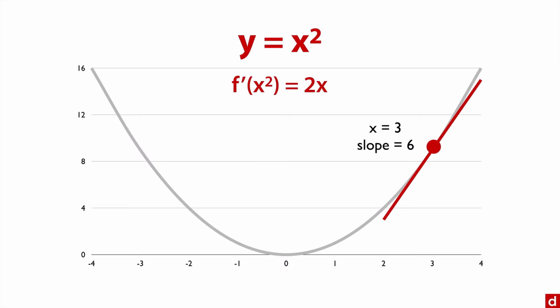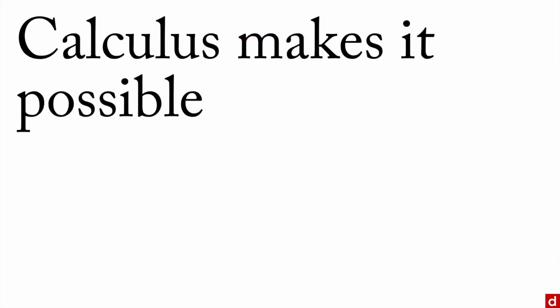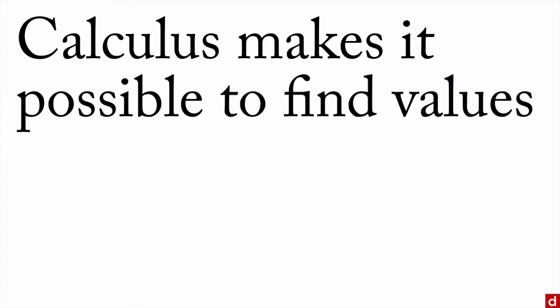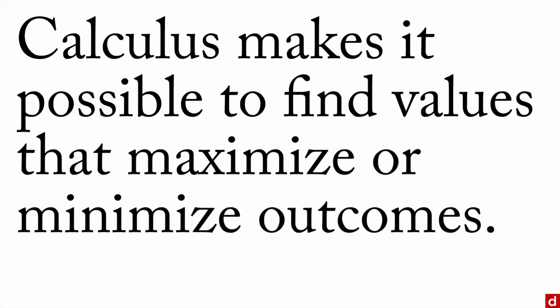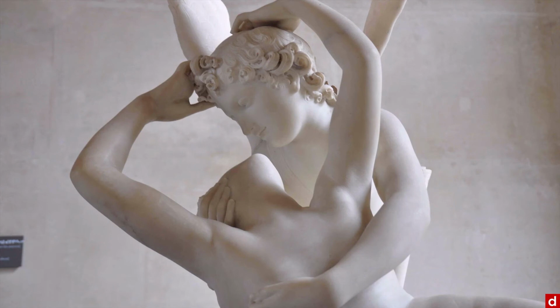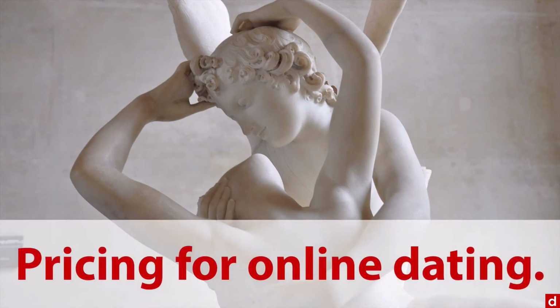Fine. And this is where this comes into play. Calculus makes it possible to find values that maximize or minimize outcomes. And if you want to make something a little more concrete out of this, let's think of an example here. By the way, that's Cupid and Psyche. Let's talk about pricing for online dating. Let's assume you've created a dating service and you want to figure out how much can you charge for it that will maximize your revenue.